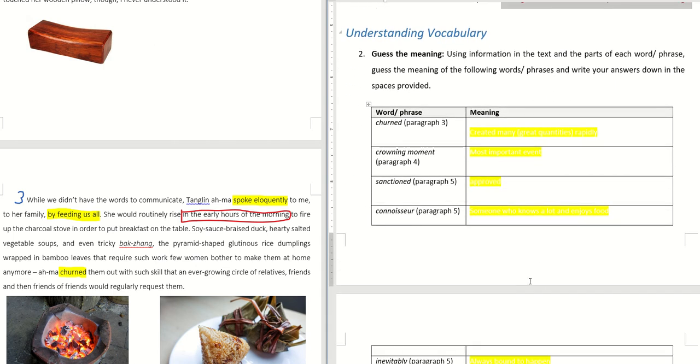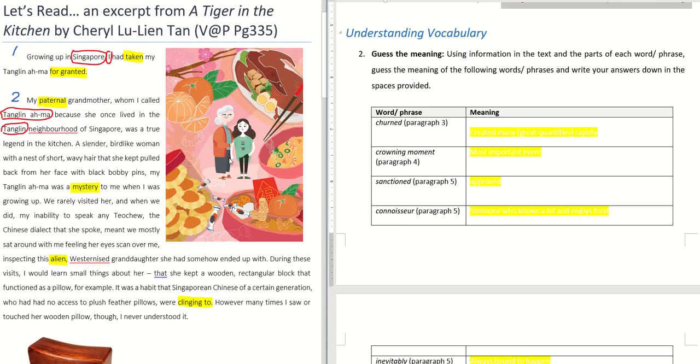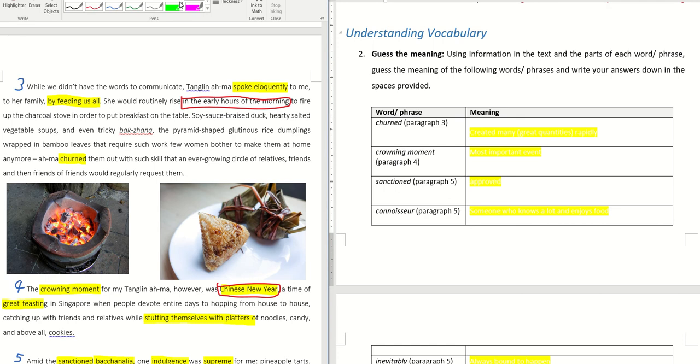Understanding vocabulary. So what do you need to do? Guess the meaning. Using information from the text, and parts of each word or phrase, guess the meaning of the following words and phrases and write down your answers in the spaces provided. Let's go to the word churned in paragraph 3. The word churned out, what can you guess? What is it? It's actually the bazang.